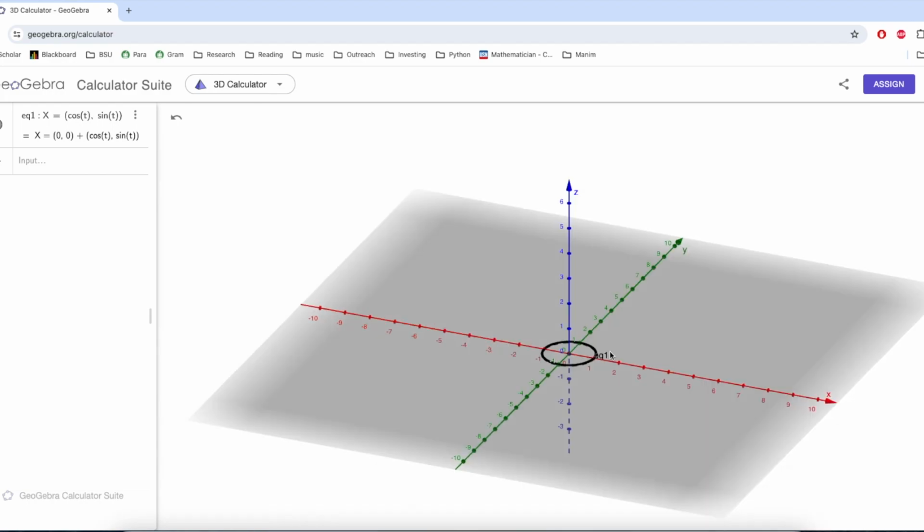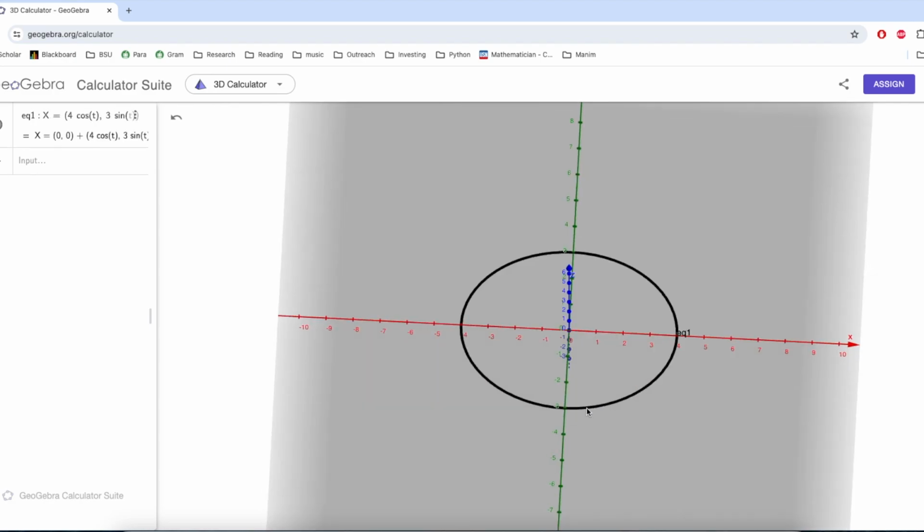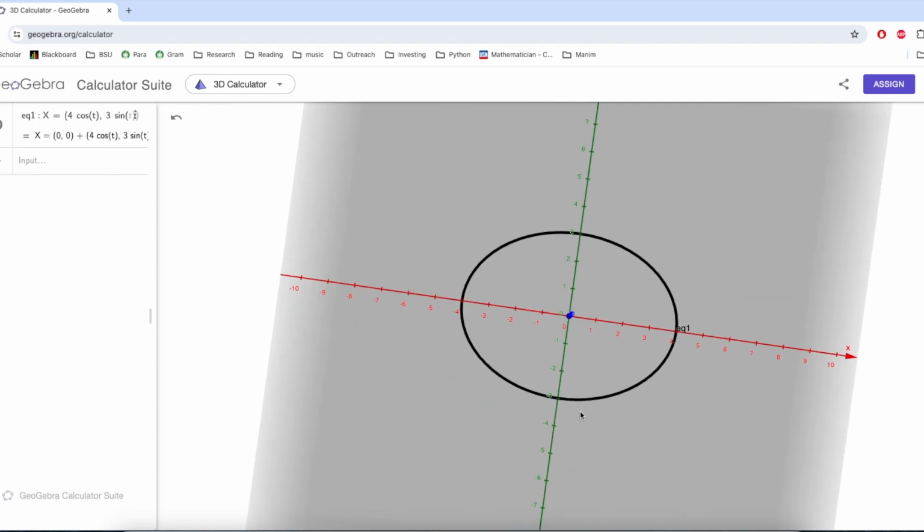If you try to plot the vector valued functions shown in the lecture notes, the first example you have is an ellipse, right? So you have 4 times cosine of t comma 3 times sine of t. You hit enter and you're going to see an ellipse.